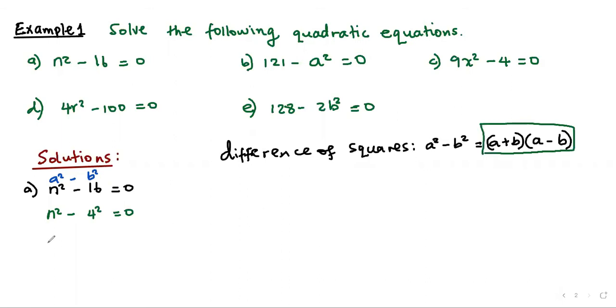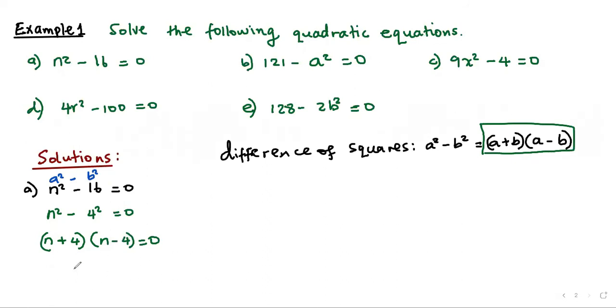So we say that, okay, we have n plus 4 into n minus 4 equals 0. So I believe that is okay. Just relate it to this identity. A squared minus b squared equals a plus b into a minus b. So n squared minus 4 squared is the same as n plus 4 into n minus 4.